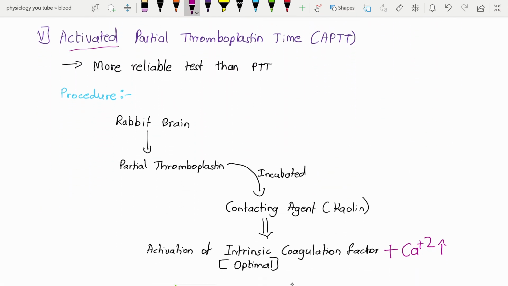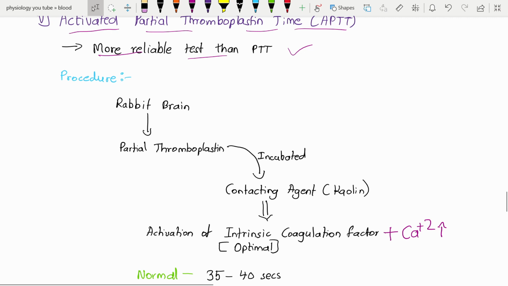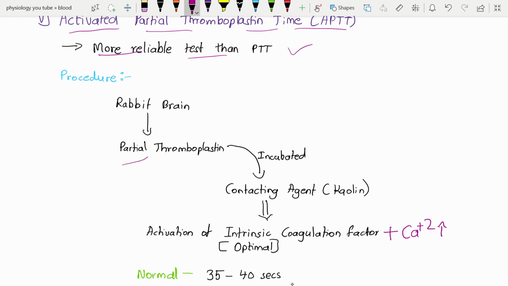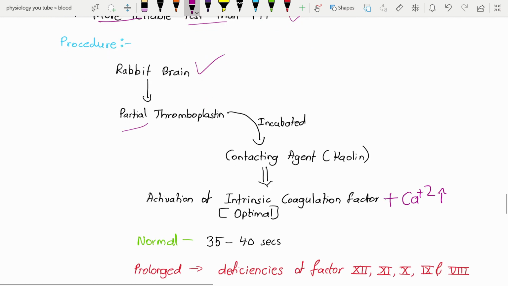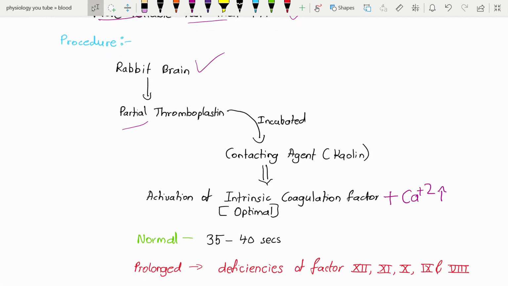Next comes the activated partial thromboplastin time, APTT. It is a more reliable test than the PTT. So there must be some specialization we are making to make it the more reliable test. What is that specialization? Let's check the procedure. We are getting partial thromboplastin from the rabbit brain, and we are again incubating in a contact agent, the kaolin. So this is the specialization we are making in this test.